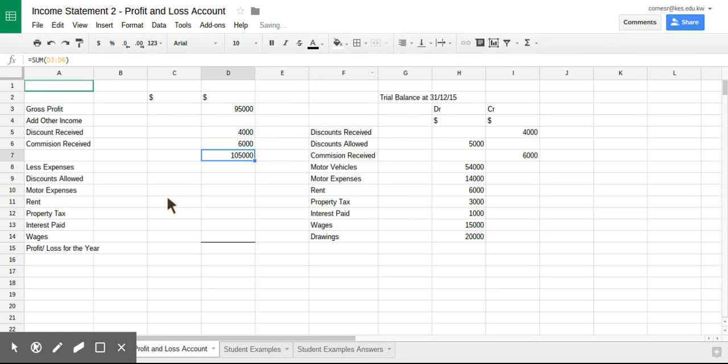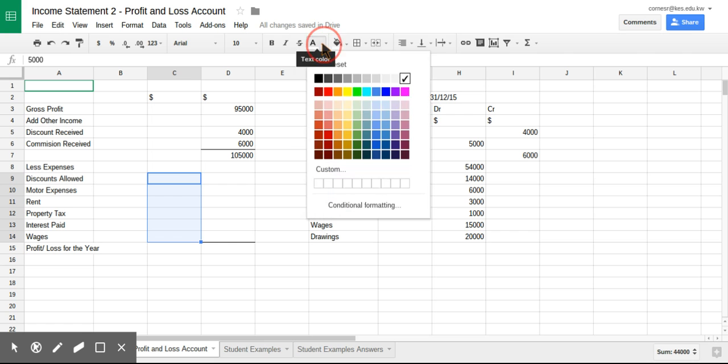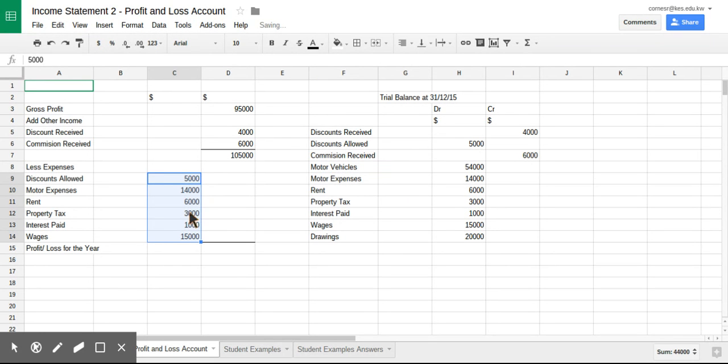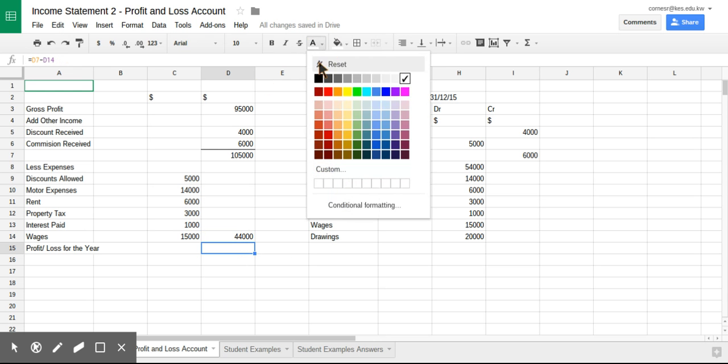Now we go through and list all the expenses of the business. This business has got discounts allowed. Discounts allowed are an expense because we are reducing the amount of money we're going to get from our customers. Motor expenses, rent, property tax, interest paid, wages. Make those all go black. We're going to put a total of all of our expenses here just above the profit figure, just to make it easy to do the calculation. And we've got our adjusted profit figure. Take away our expenses and that is going to give us our actual profit for the year.